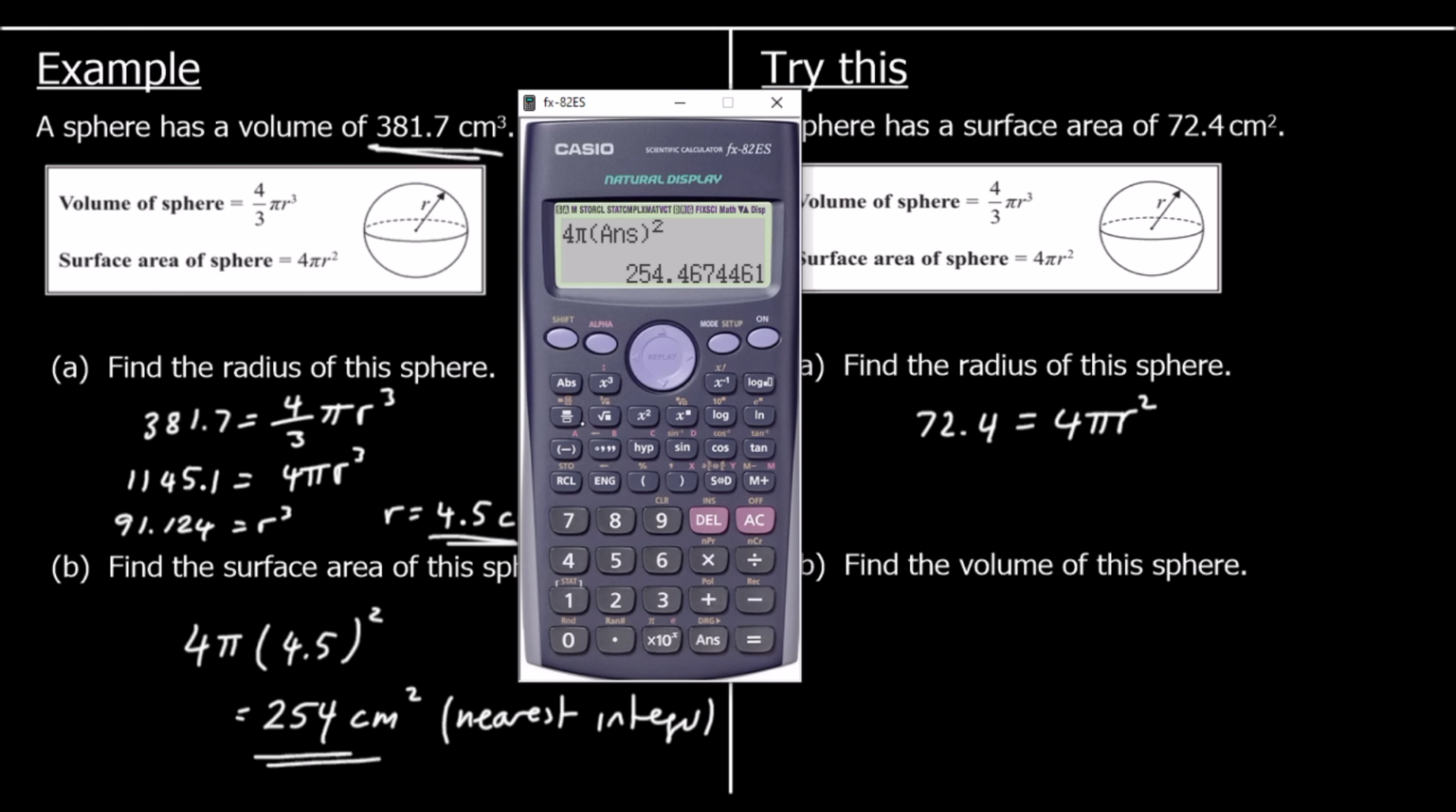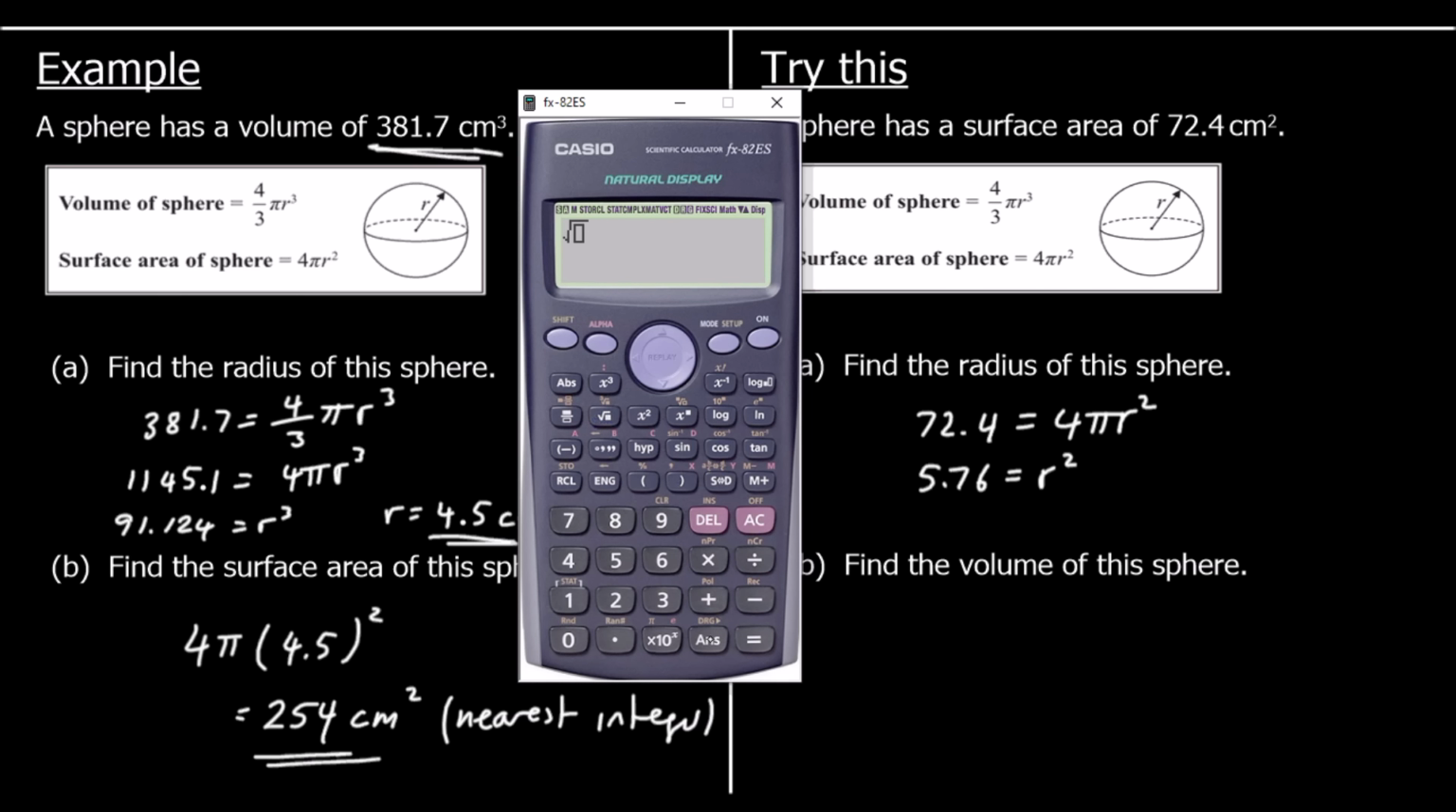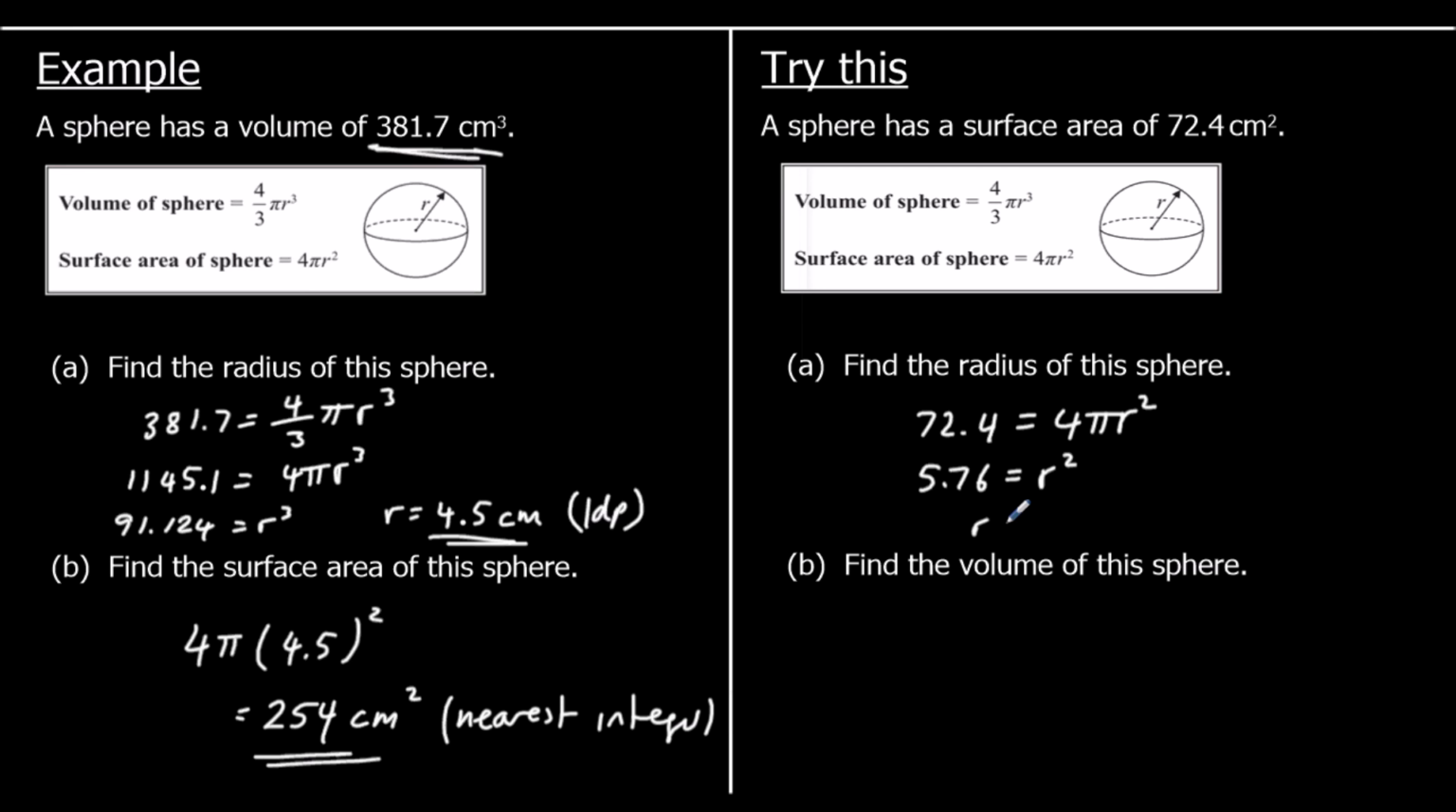So 72.4 divided by 4 pi is 5.76 and so on. So 5.76 is r squared. To get r by itself, we're going to square root. So square root the answer, and that is 2.4. So r is 2.4 centimeters.